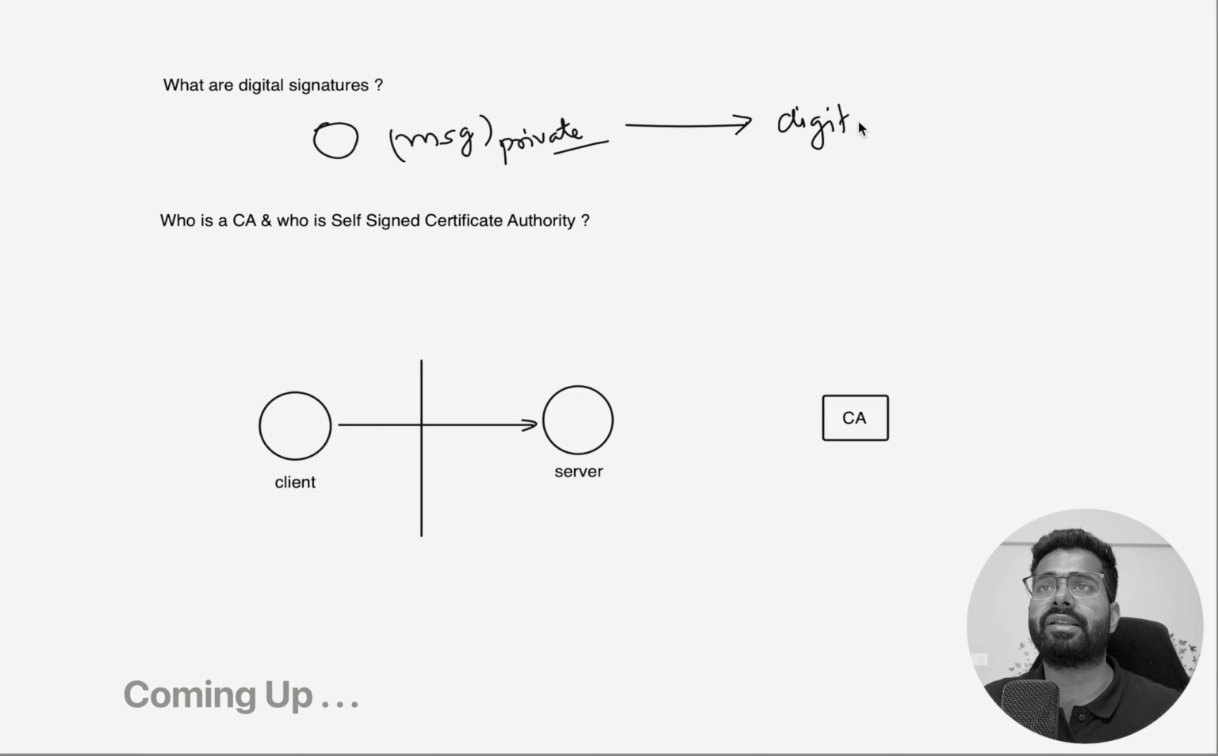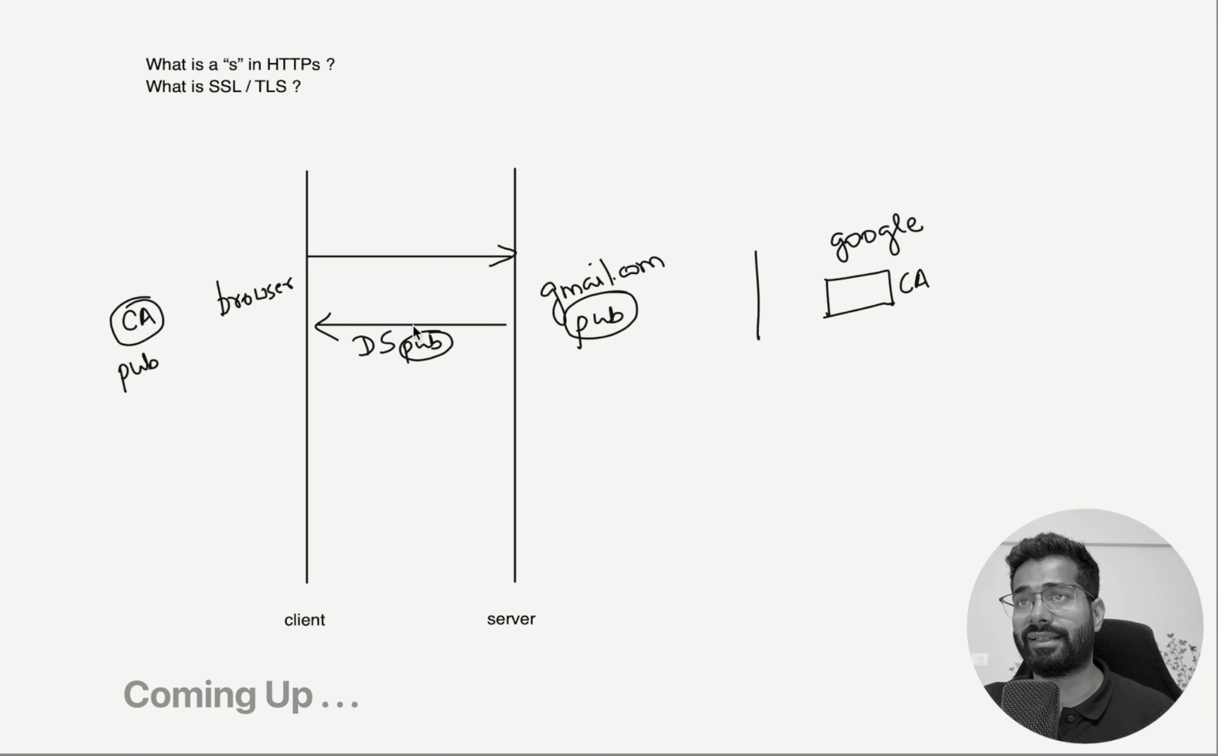Now, why are these called digital signatures? Because these digital signatures can be used to verify the authenticity of the server. Since it is digitally signed by Google Certificate Authority, the private key of Google would have been used to sign this particular public key. So this digitally signed public key would be decrypted and the authenticity of the server, that is gmail.com in this case, would be established.